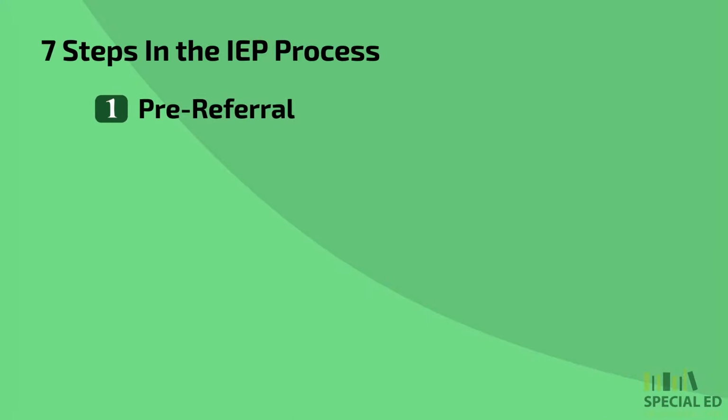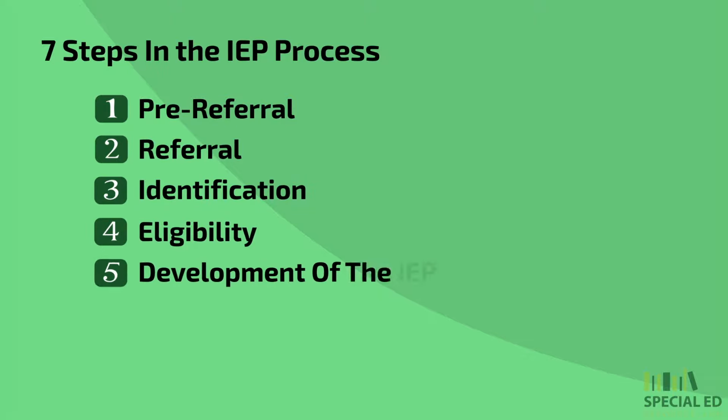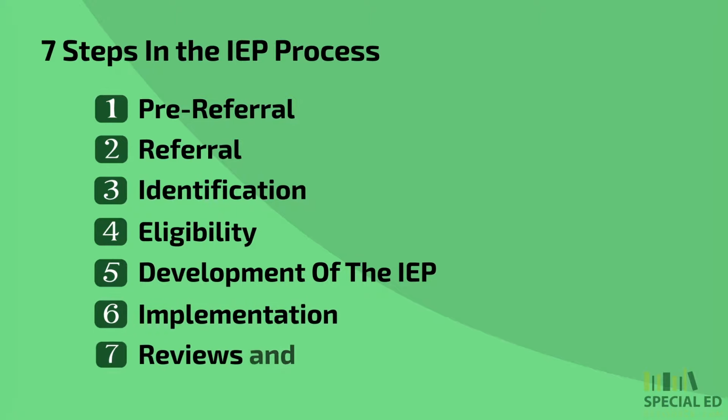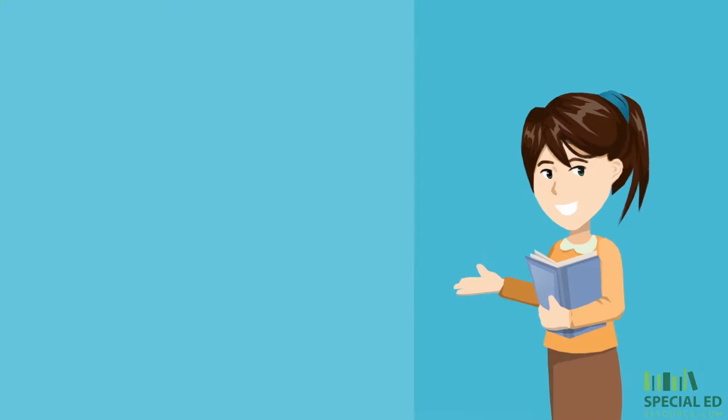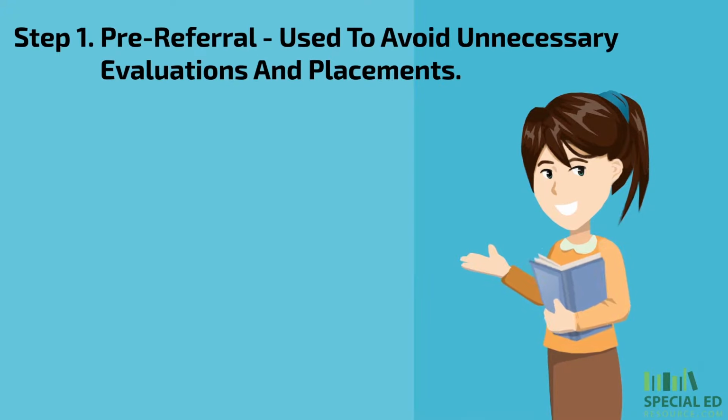Today, we're going to talk about those steps, which again are: number 1, pre-referral; number 2, referral; number 3, identification; 4, eligibility; 5, development of the IEP; 6, implementation; and 7, reviews and reevaluations. Let's start with step 1 of the IEP process, pre-referral.